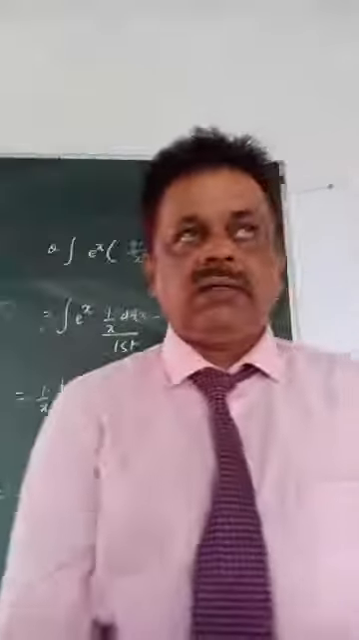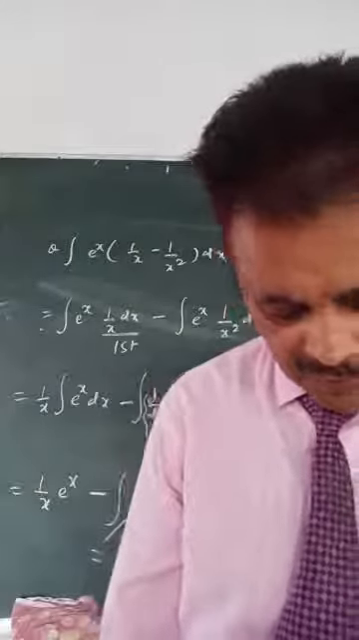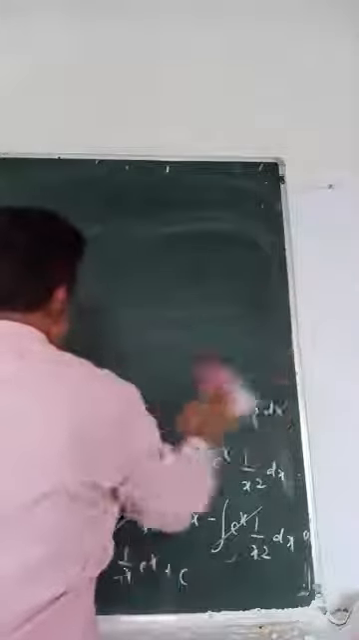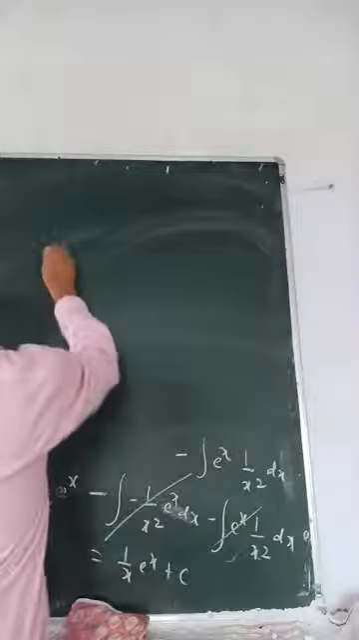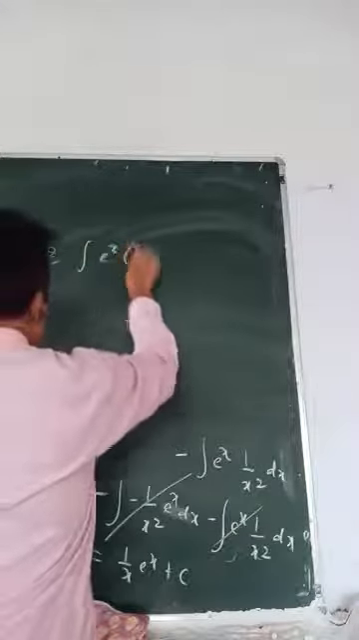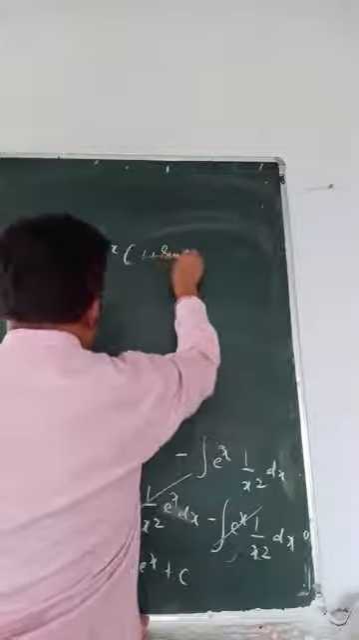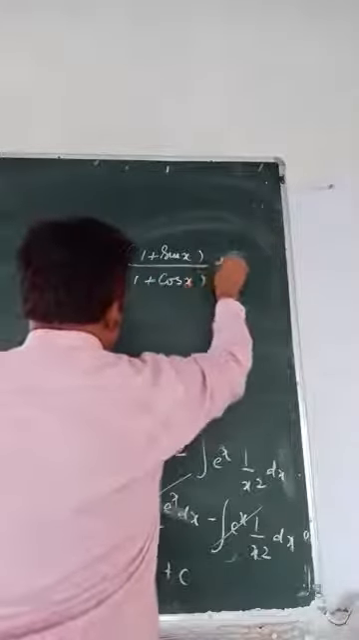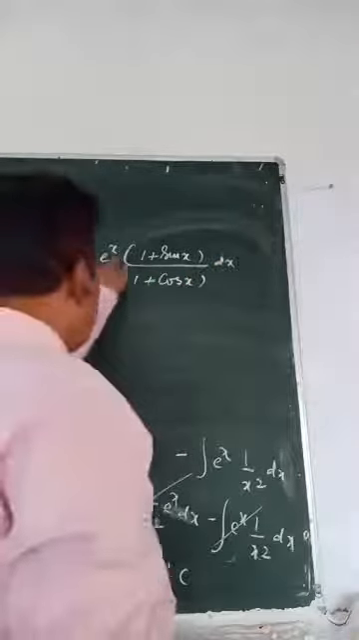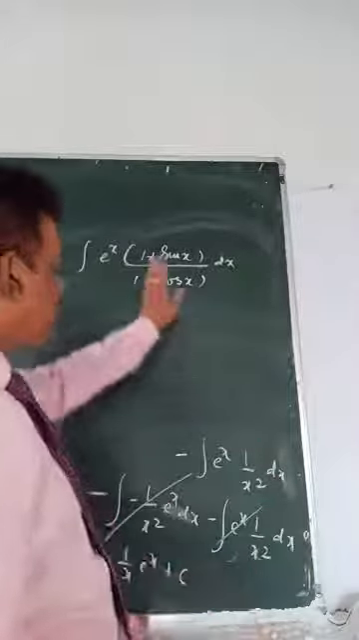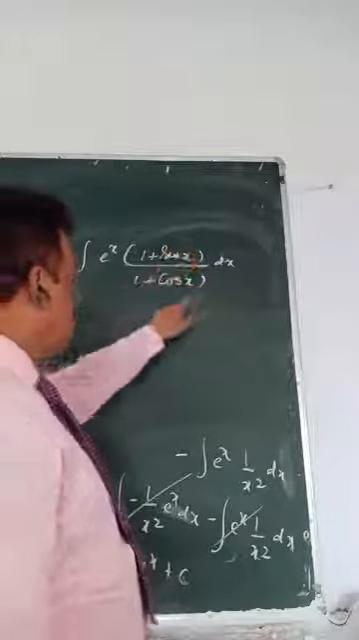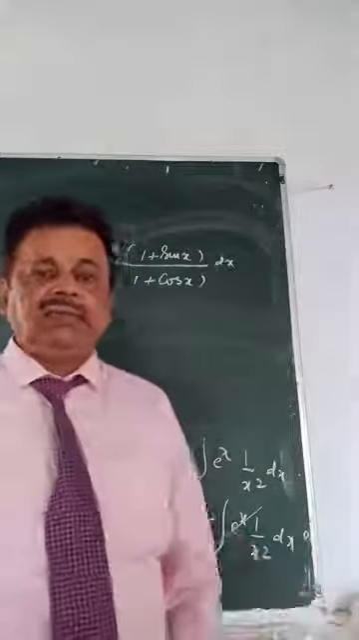Okay. So see another question. Suppose I get e to the power x (1 plus sin x) by (1 plus cos x). This is a very important question. When there is e to the power x, it comes to our mind that it could be a cancellation method. That means you have to simplify this part to create a function and its derivative.